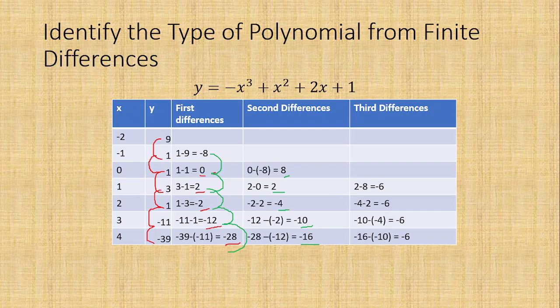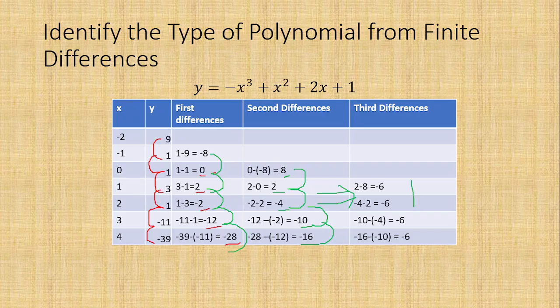Okay, so this is how we find the second difference. Now, if we look at the second difference, these values are not the same, so we have to continue the process and take it to the next step. This time it's 2 minus 8 coming out to be negative 6. Negative 4 minus 2 is negative 6 again. Negative 10 minus negative 4 comes out to be negative 6. And negative 16 minus negative 10 also comes out to be negative 6.